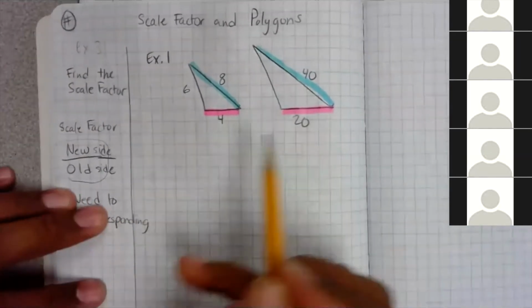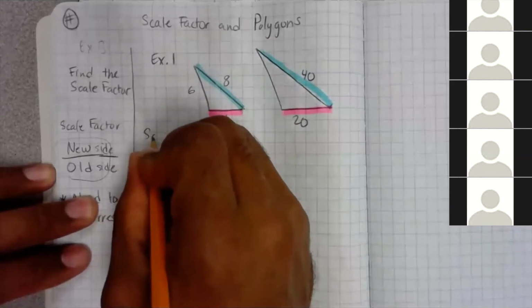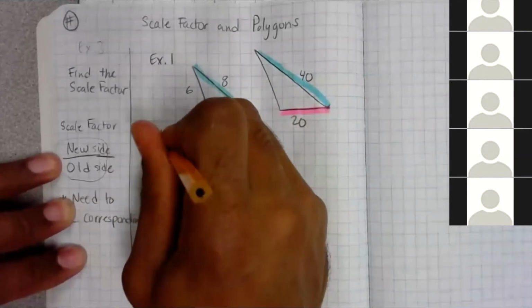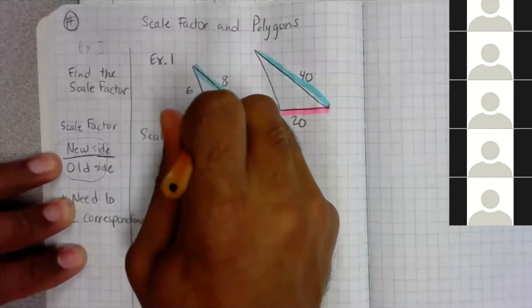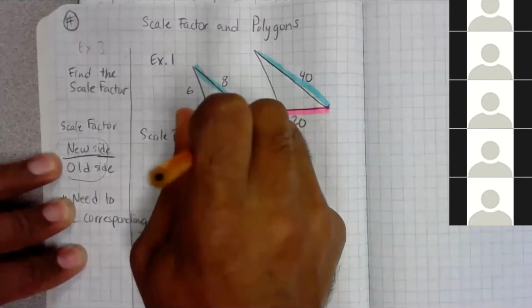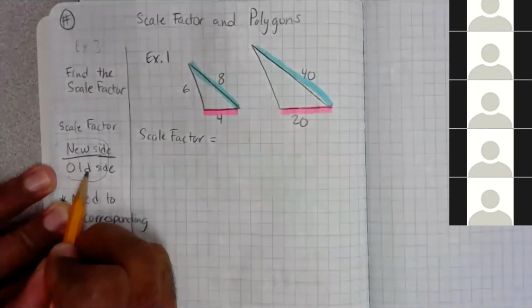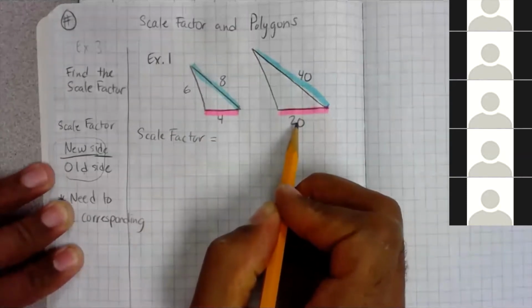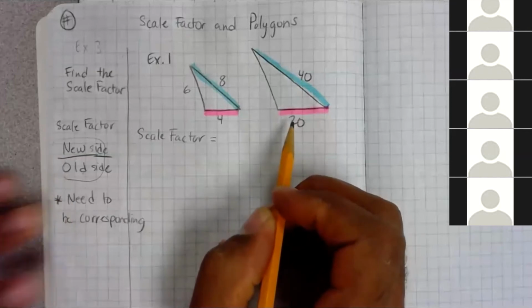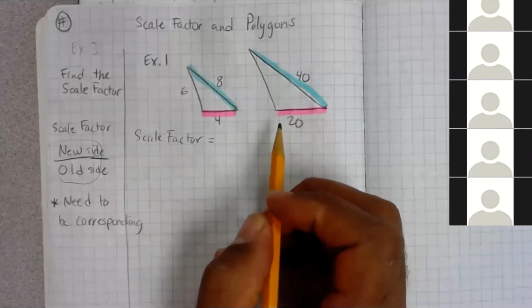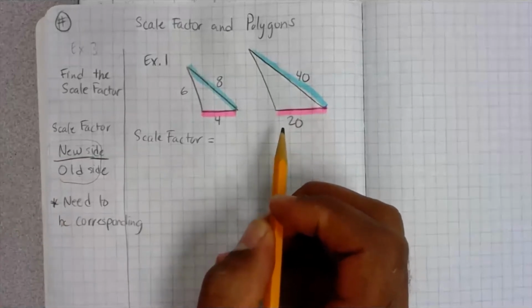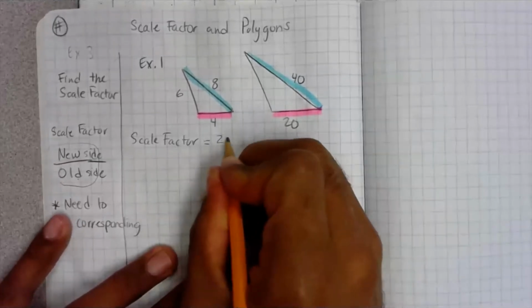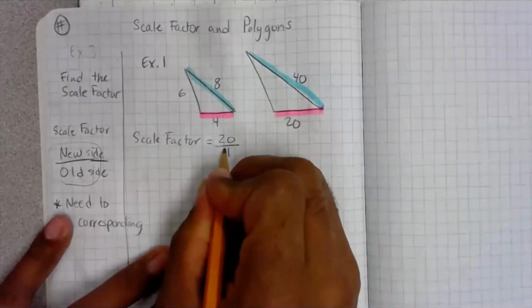Okay, I'm going to go ahead and use the numbers on the bottom. So the scale factor is equal to, again, the new side divided by the old. So the new side is the one on the 20, and the old side is the 4.